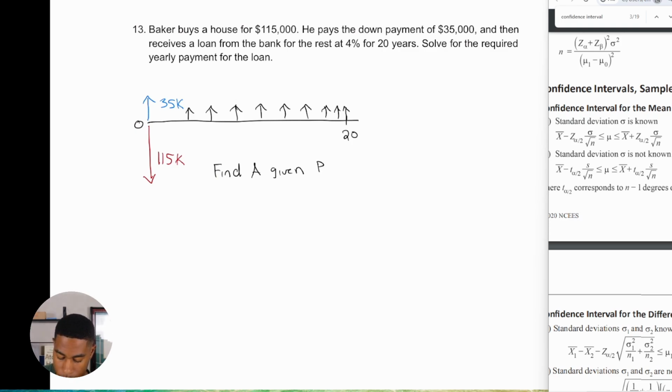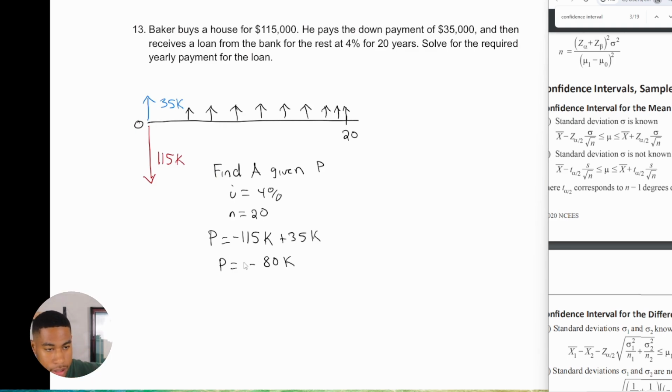P. So first, before we jump into that, we know that our interest rate is equal to 4% a year. We know that the number of years is equal to 20. We also know that our present worth is equal to negative 115K plus 35. So we're down, how do we make up that 80,000? All right, so we want to find A given P.